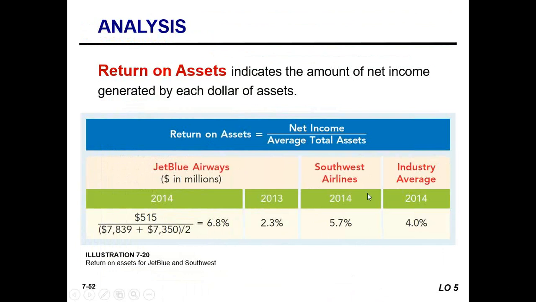JetBlue is 6.8, Southwest 5.7. The industry average is 4.0. This is an industry average simply for airline companies. Each industry has its own. Whether the return on assets is good or bad depends on the business, depends on the industry. You can never take a simple ratio and say it's good or bad without knowing the underlying story.